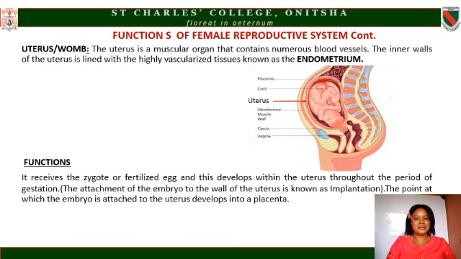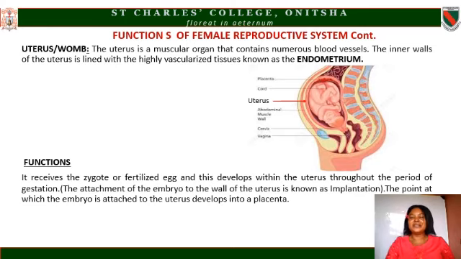Now the uterus. Observe this diagram. Do you see the growing baby inside the uterus? You can call it the womb. The uterus is a muscular organ that contains numerous blood vessels. The inner wall of the uterus is lined with highly vascularized tissue known as the endometrium.